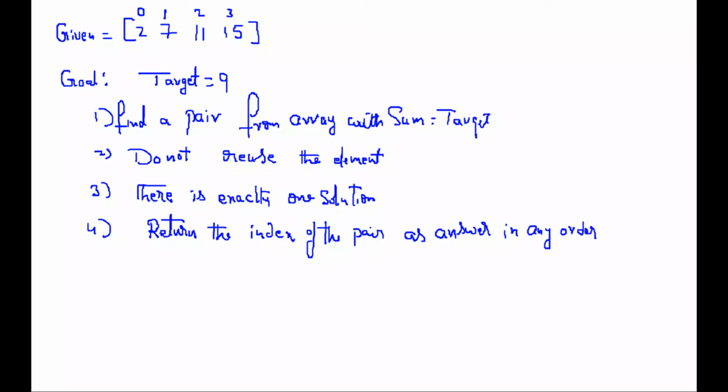Suppose you see, what is your goal? What is your solution? In the given example, what is our solution? Our solution is 0, 1, or you can pass like 1, 0. So this is our solution. The elements at those places are giving the sum of the elements as 9. Okay, now we will see different approaches to solve this problem.